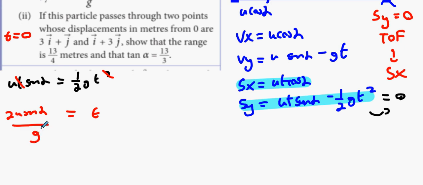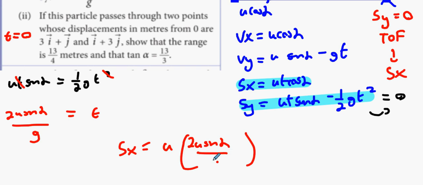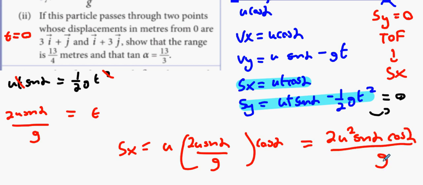Where do I put that then? Where does it go into? It has to go into Sx. So Sx equals u cos alpha by t, which is 2u sine alpha over g, times cos alpha. Give me 2u squared sine alpha cos alpha all over g. Go with that?